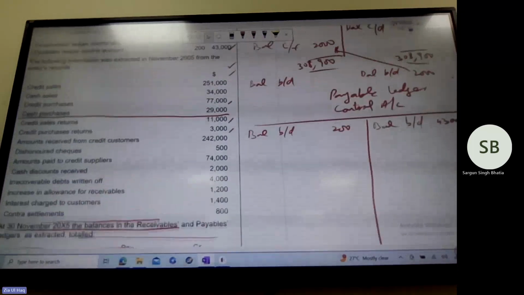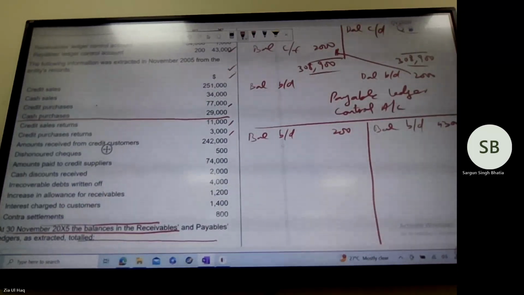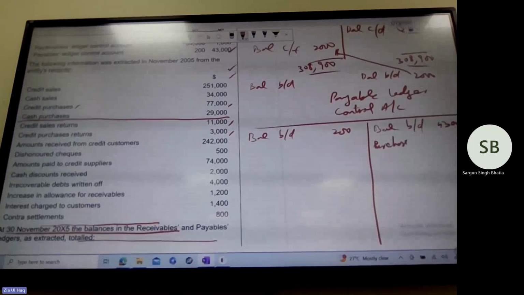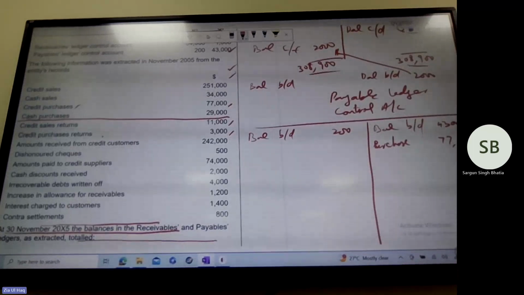Okay, next what? Credit purchases 77,000. Purchases debit, payable credit. So purchases against what amount? 77,000. What next? Cash purchases we need to ignore. Credit purchase return of 3,000. So purchase return of 3,000.